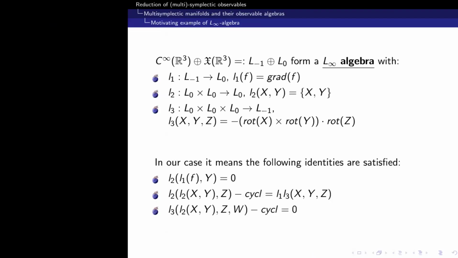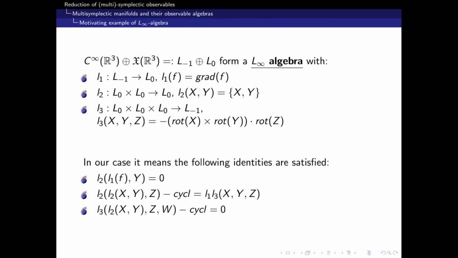And they form a Lie-infinity algebra, which basically means a bunch of identities of what happens when we apply one bracket after the other. Sorry, Leo.